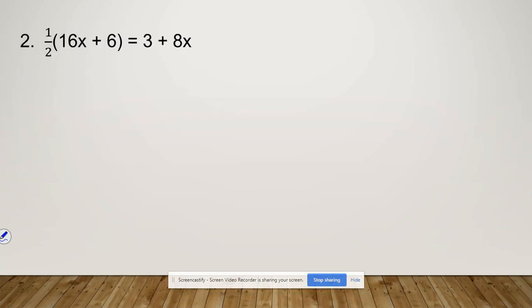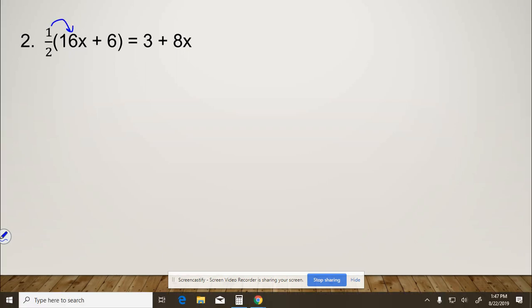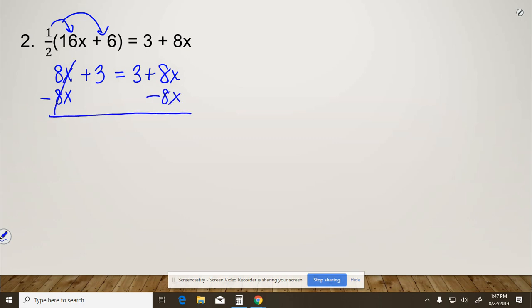Number 2. Again, we have to distribute first. So we're going to distribute that 1/2. Half of 16x is 8x, and half of 6 is 3, equals 3 plus 8x. Again, just from here, you should be able to tell me if it has one, none, or infinite solutions. To me, it seems pretty clear that's got to be none or infinite because the 8x's are the same. And if I subtract 8x from both sides, I get 3 equals 3.